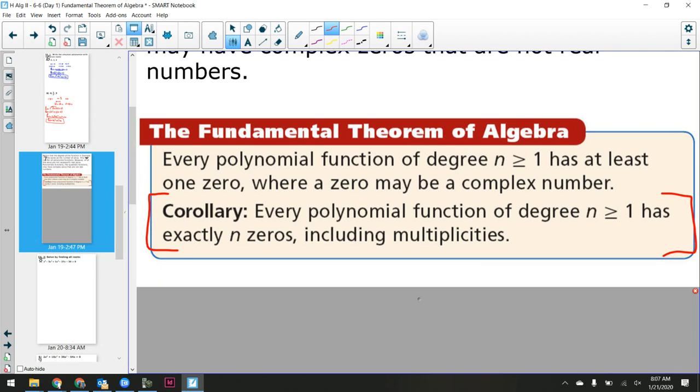All right, every polynomial function has exactly n zeros, where n is the degree. Okay? The only tricky part here is that you just have to include multiplicities. You've got to include multiplicities.